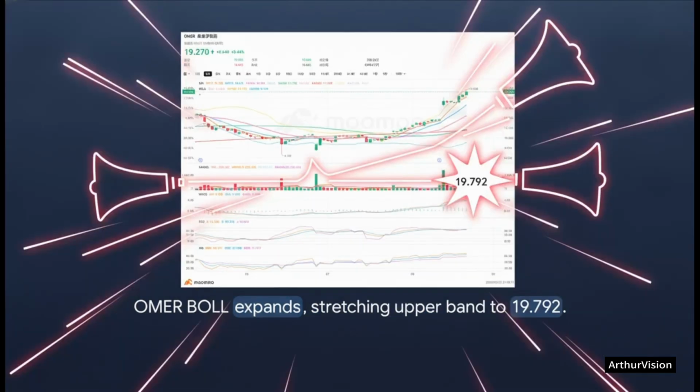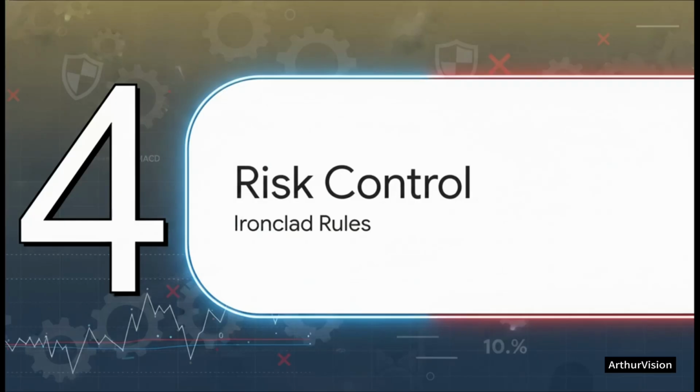And as we wrap up our analysis on OMER, I really want you to focus on the structure of the Bollinger Bands themselves during this breakout. Look at how violently the bands open up. It looks almost like a megaphone, right? The upper band is aggressively stretched all the way up to 1979.2. This is the precise physical manifestation of step 3 in our SOP. All that volatility that was stored up during the squeeze is now being aggressively released into an incredibly powerful one-sided upward trend.